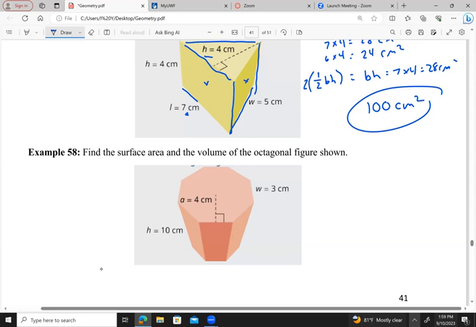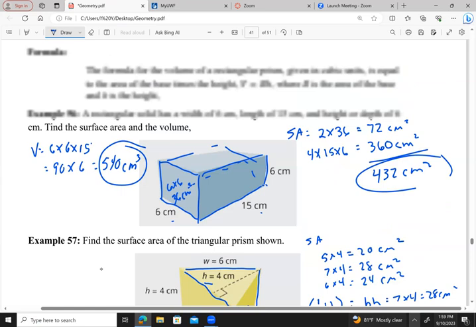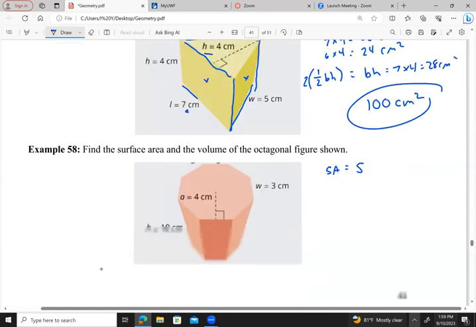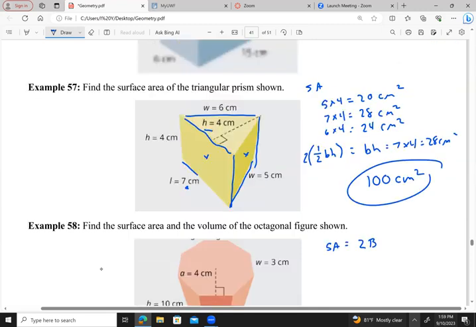Okay, the surface area. I have 1, 2, 3, 4, 5, 6, 7. I have an octagon, so I have 8 sides. You have 2 times the base, the octagon.